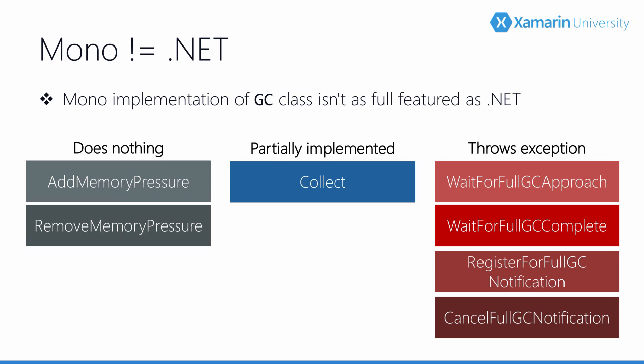So collect has several overrides that allow you to pass in the generation to collect, and there are other things that you can do as well. None of those features are actually implemented today in the SGen collector. Instead, it's just collect and all the other options are ignored. And then some of the more advanced options like wait for full GC approach or register for full GC notification, these features aren't implemented at all. In fact, if you attempt to call them, they will throw an exception. And so be aware that there are differences, and you're going to want to stick with the things that work in both implementations if you're sharing your code between .NET and Mono.